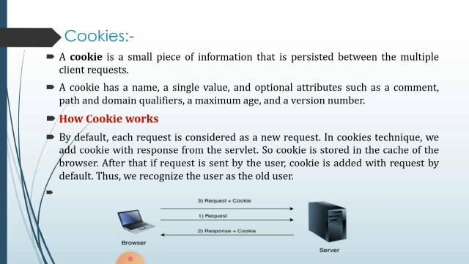Second, 2, response plus cookie. Okay, a cookie file is sent from the server to the client side. And third, request plus cookie. If the client sends one more request, that cookie file is added with the request. Okay. So through that cookie file, the server will identify that this client is an old client, not a new client. Got it?